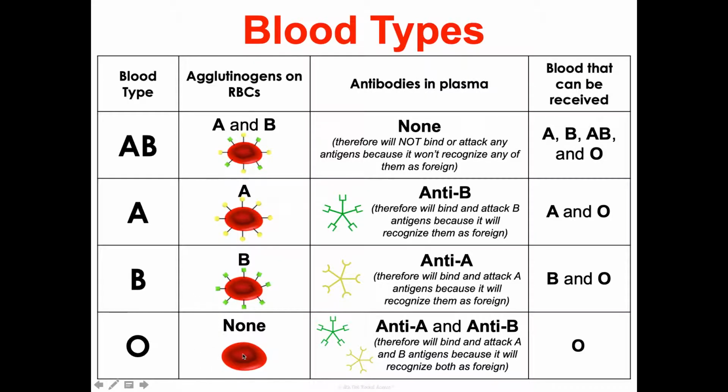Now, O we call the universal donor because it has no markers on it, none of these antibodies are going to attack it. So everybody can take O. AB is the universal receiver because it has all of the markers, so it can accept any type of blood. It won't recognize it as foreign.